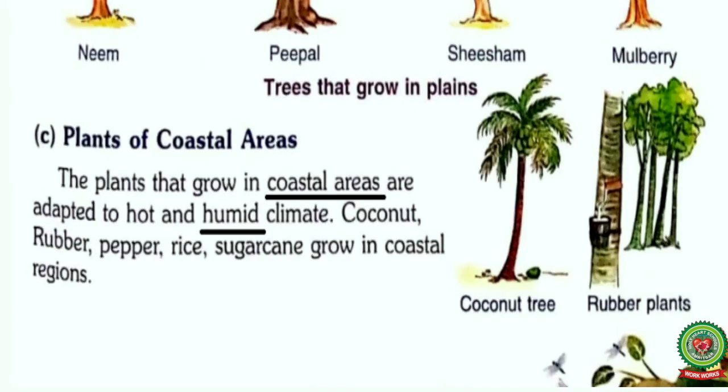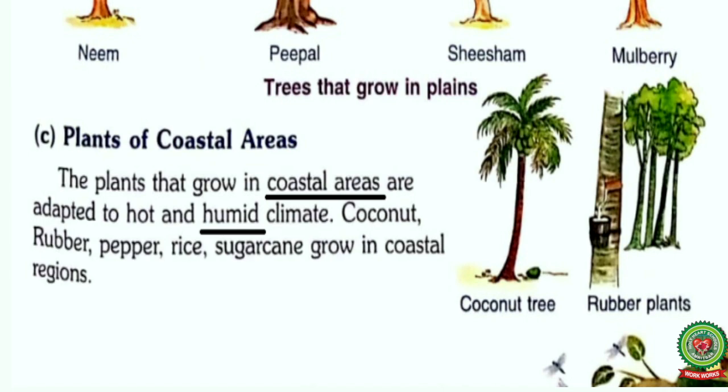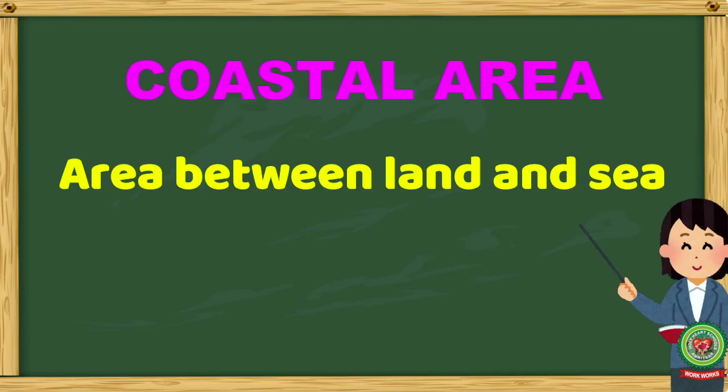coastal areas. The plants that grow in coastal areas are adapted to hot and humid climate. Underline the word humid and write down its meaning: high level of water vapors in the atmosphere. Underline the word coastal areas and write down its meaning: area between land and sea.